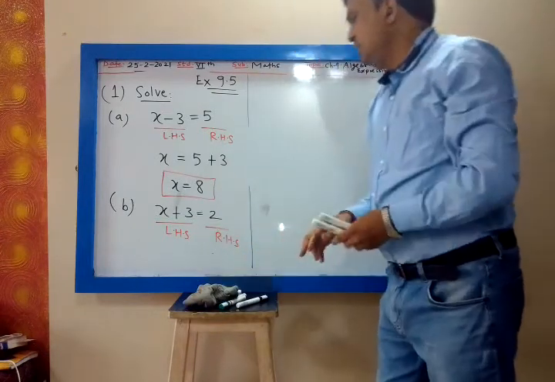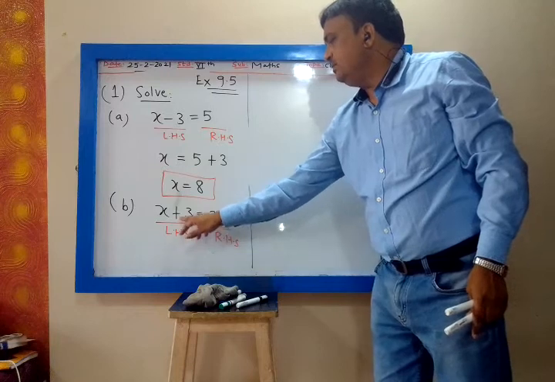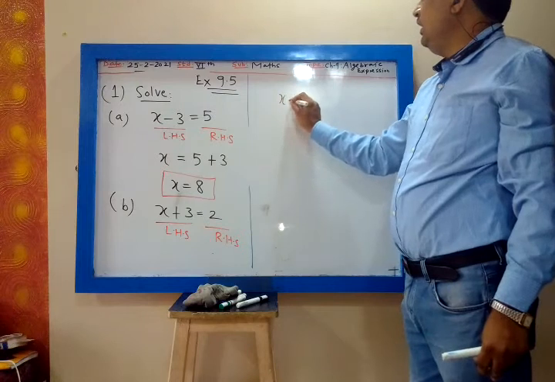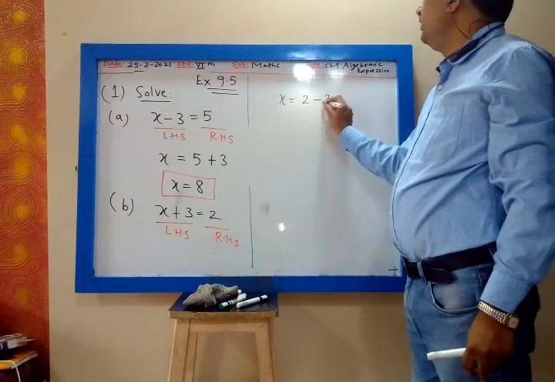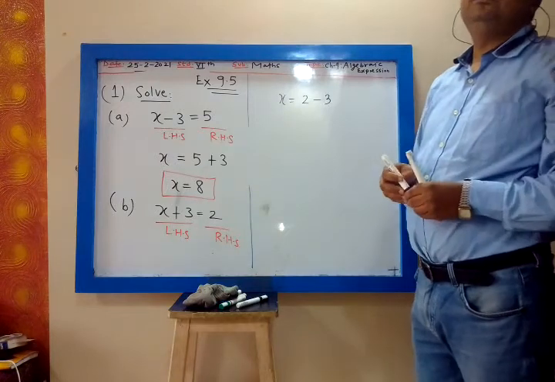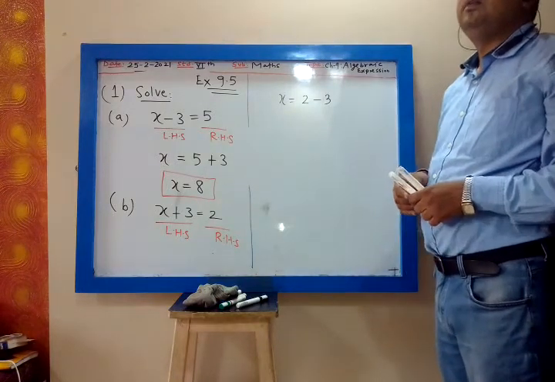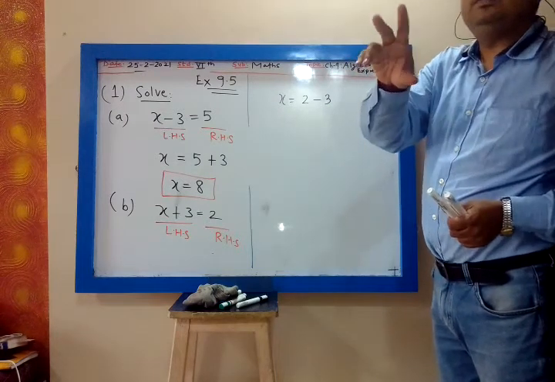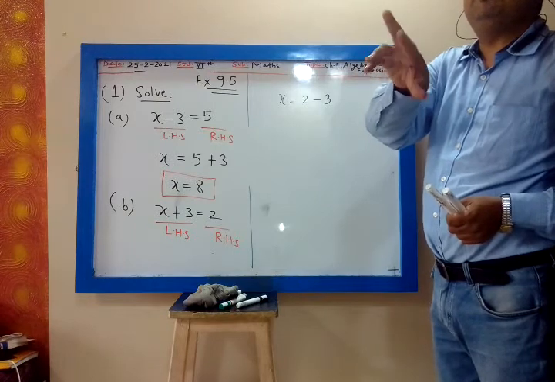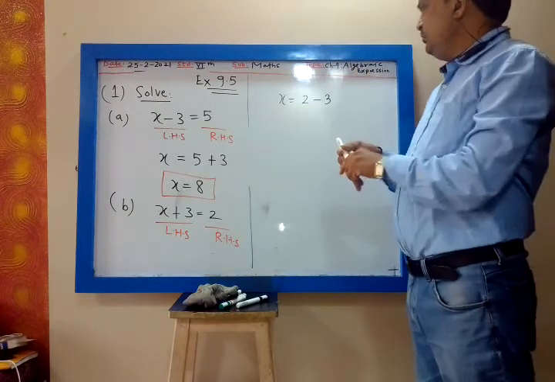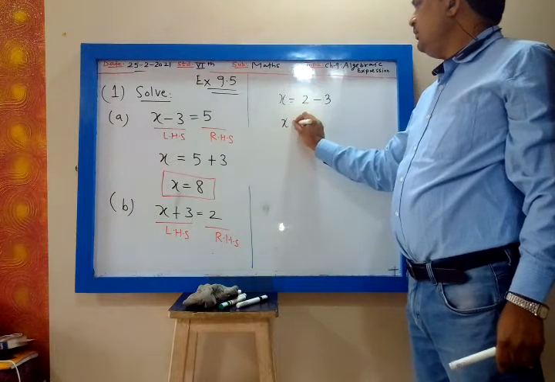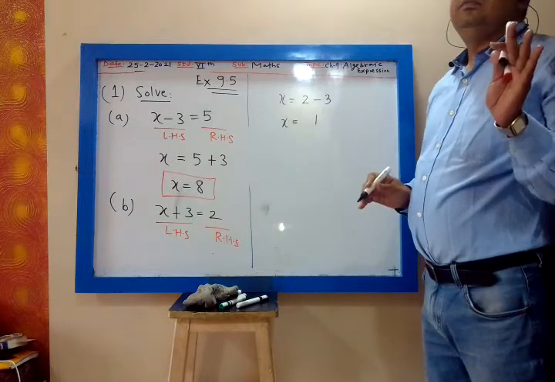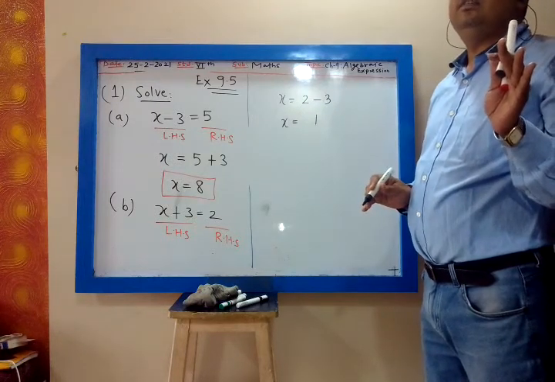Now let us solve this. On the left hand side it is plus 3. We take it to the right hand side, it will become minus 3. So x is equal to 2 minus 3. Now what is the sign of 2? Plus. What is the sign of 3? Minus. So now you have to see that they have opposite signs. Whenever they have opposite signs, you have to subtract 3 minus 2, 1.